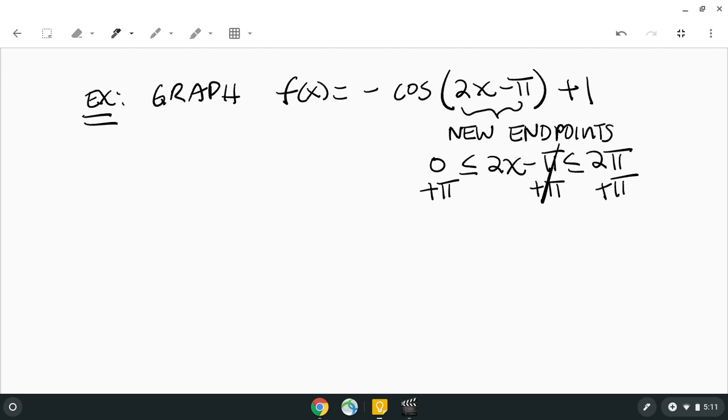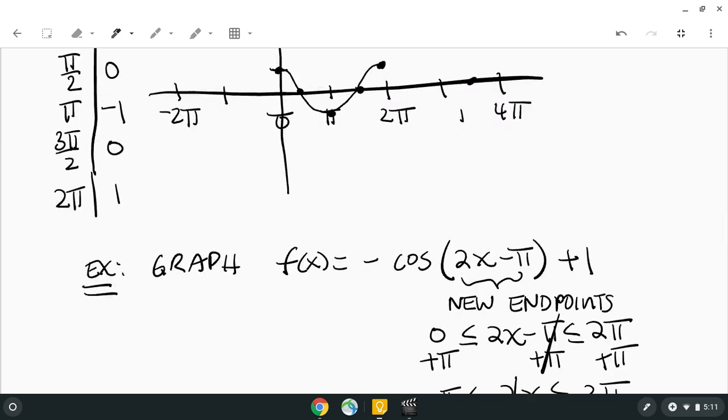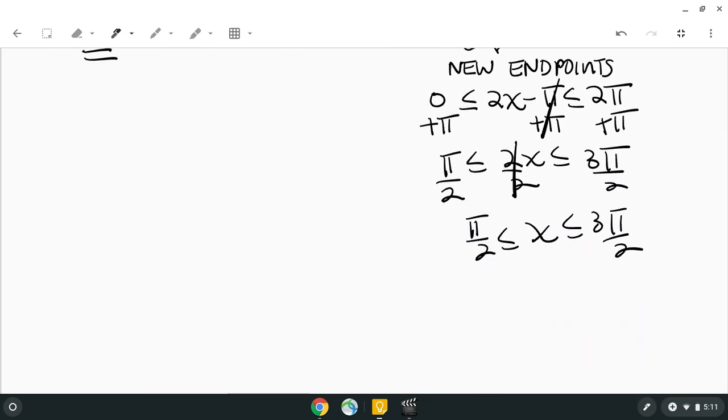All right. So we take what's inside, 2x minus pi, and just like sine, I'm going to set this between the original endpoints, which are 0 and 2 pi. And then I solve for x to figure out where my new endpoints are. So I'm going to add pi to all 3 parts. So I get pi is less than or equal to 2x, less than or equal to 3 pi. Divide everything by 2.